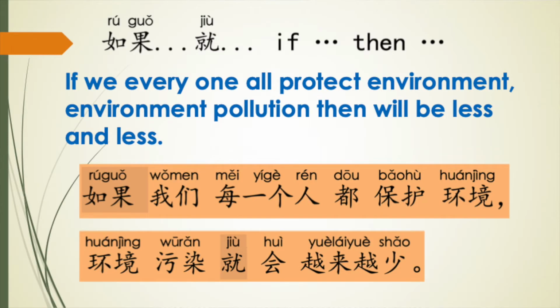Can we please try to use 如果就, if then, when we are talking about the environment? Here is another example. If we everyone all protect the environment, environmental pollution then will be less and less. 如果我们, we, 我们每一个人, everyone, 都, all, 保护环境, protect the environment, 环境污染, environmental pollution, 就会, then will, 越来越少, less and less. It's a very useful term. Less and less, 越来越少. You can simply use this sentence when you are talking about environmental protection, right?